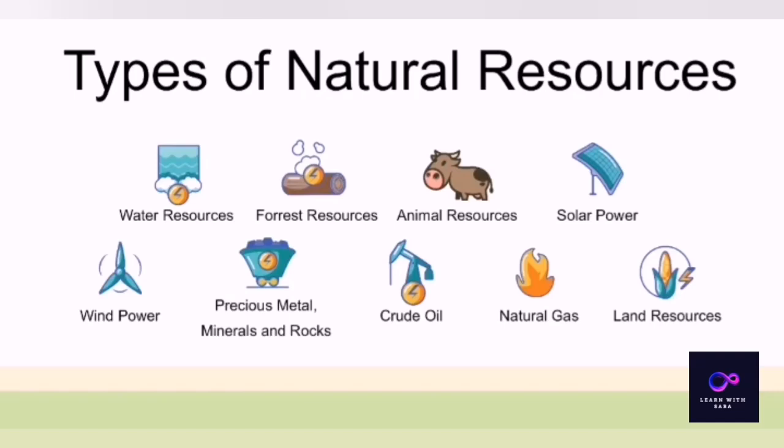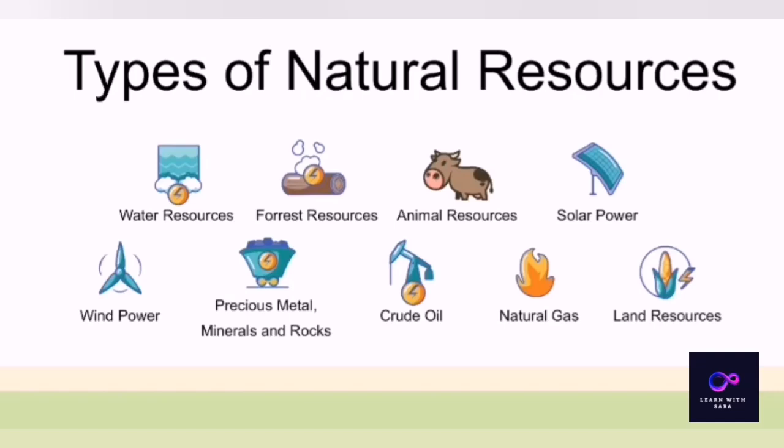The next one is the animal resources. There are different species of animals present on the planet. Some are used as food, and some are used for other purposes, and they are natural resources. Some species of animals become extinct or are on the endangered species list. We must also conserve the animal resources.